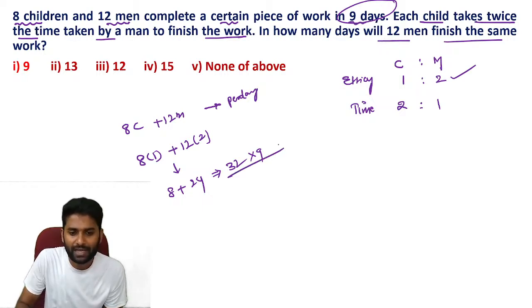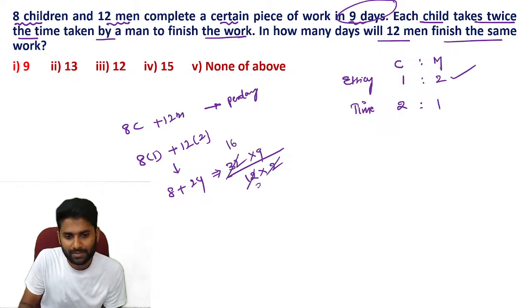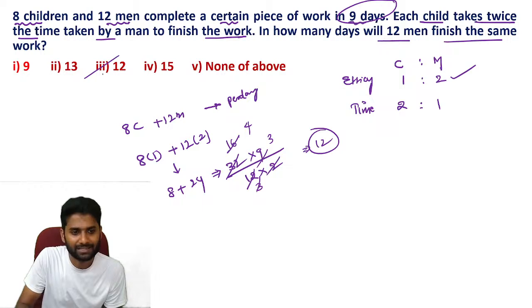Now, this work we are assigning to 12 men. So, 12 men, and the man's efficiency is 2 units. Go through the further calculation. 2 into 16 times, 3 into 4 is 3 times, 4 into 4 times, 3 exactly 3 times. So, it takes exactly 12 days.